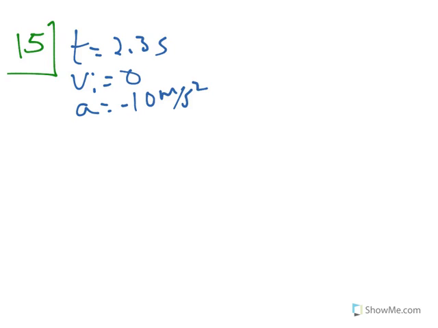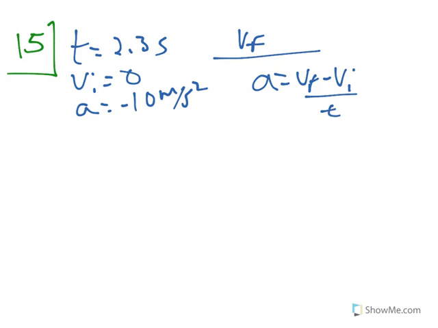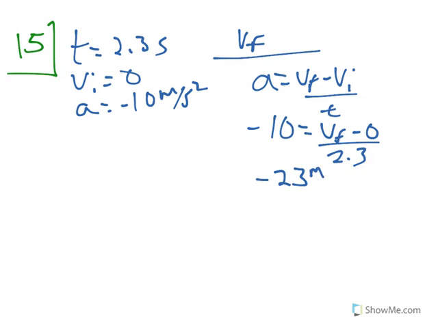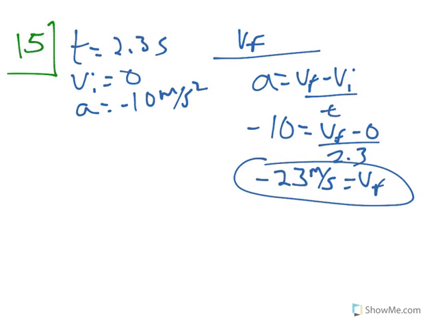So if we're trying to figure out how fast the clam was going, that's VF. So to find VF, we use A is equal to VF minus VI over T. The reason we use this one, again, is because it's the only one with the final velocity. So we get negative 10 equals VF minus 0 divided by 2.3, and negative 23 meters per second equals VF. It's cool that it's negative because that means it's going down.